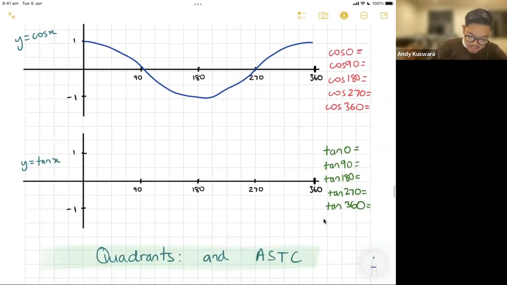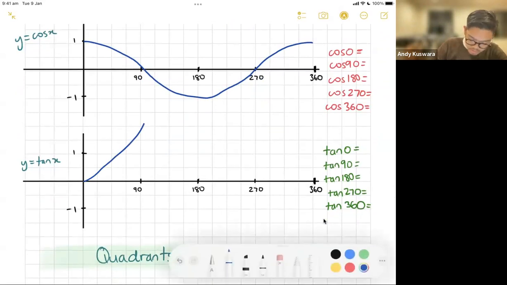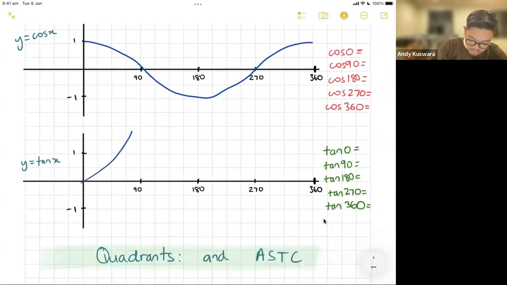And for tan x, tan x is always going to be the random one. There's always something going on with tan. Tan looks a little bit like this. We have these two asymptotes at 90 and 270. And then it looks a little bit like this.